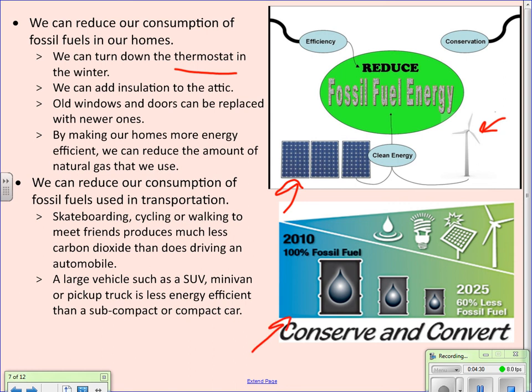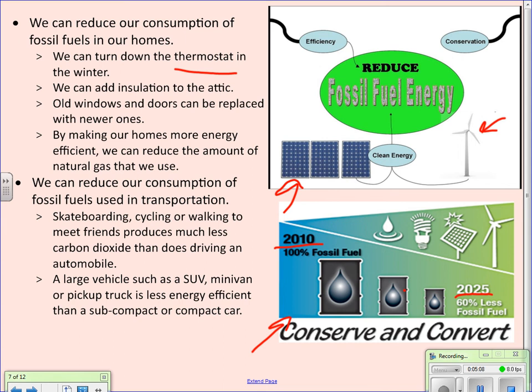Now, if we look at this table here, one of the interesting things is that from 2010, the fossil fuels that are present, by 2025, they'll be 60% less than what we have today. So we're running out, and we will run out before we have a chance to really replenish our fossil fuels. It takes so long for fossil fuels to be produced that we're using them faster than they're being made. So in saying that, we need to look at alternate ways to reduce consumption of fossil fuels.